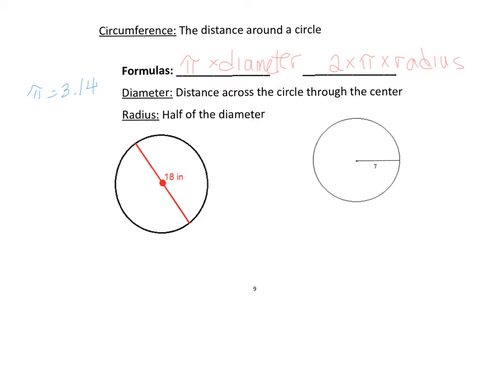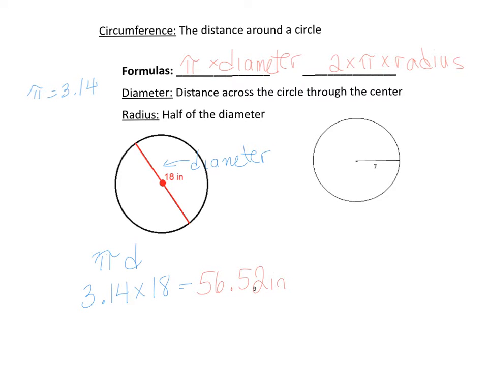For the first one, we have a circle with a diameter of 18 inches. We know its diameter because it's going all the way across the circle. And we know the formula is pi times diameter. So we're going to say 3.14 times 18, and we end up with 56.52 inches. And so we know it's going to be inches.